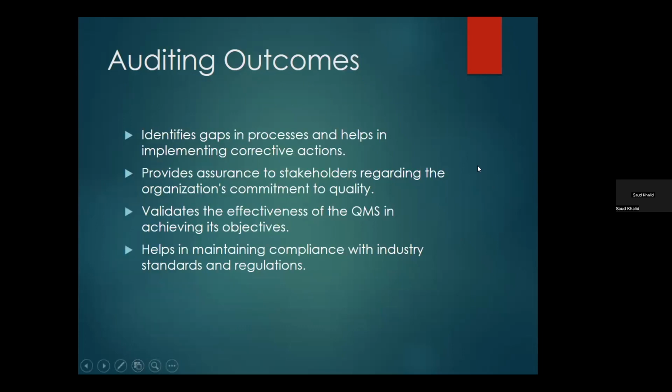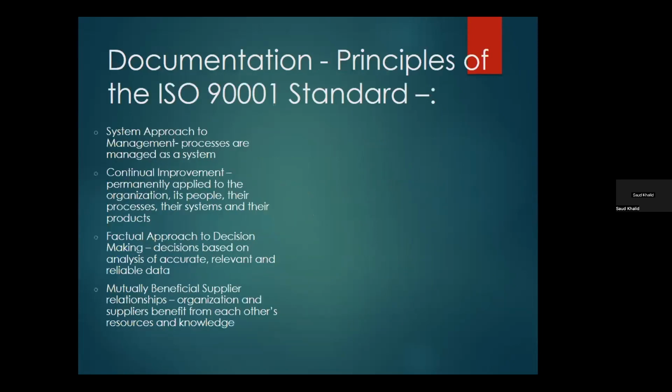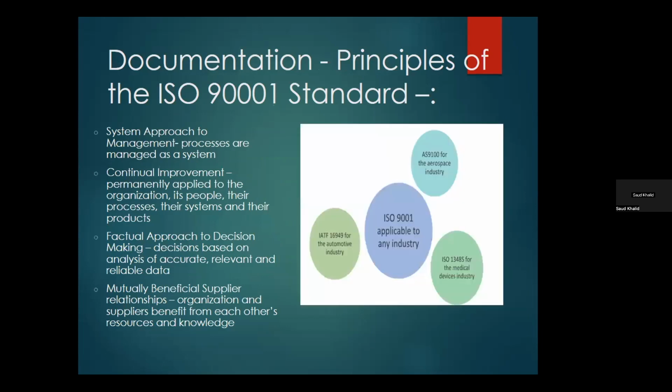Last one, helping in maintaining compliance with the industry standard and regulation like ISO certifications, the health and safety standards, the quality standards, as well as the food and safety standards. Okay, the widely adopted standard is ISO 9001, which is widely applied across the world, and it is used for continual improvement in the organization. It provides the factual approach for decision making, and it is mutually beneficial for the supplier as well as the manufacturer. Here are some audit examples.